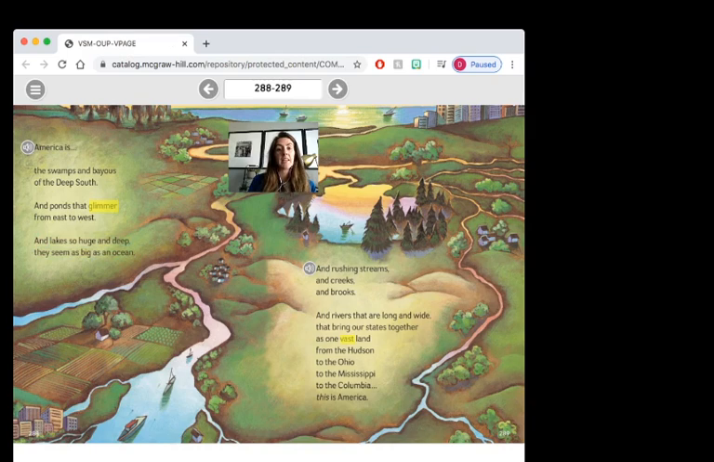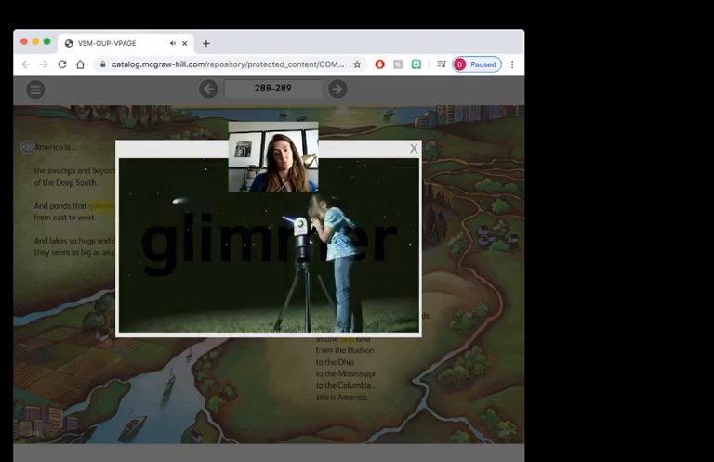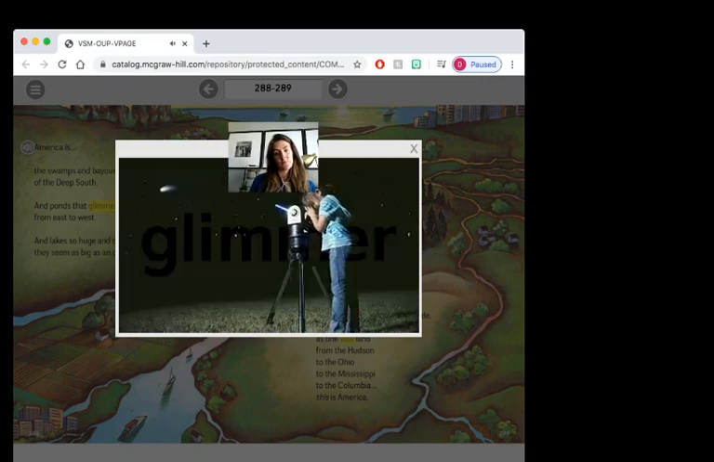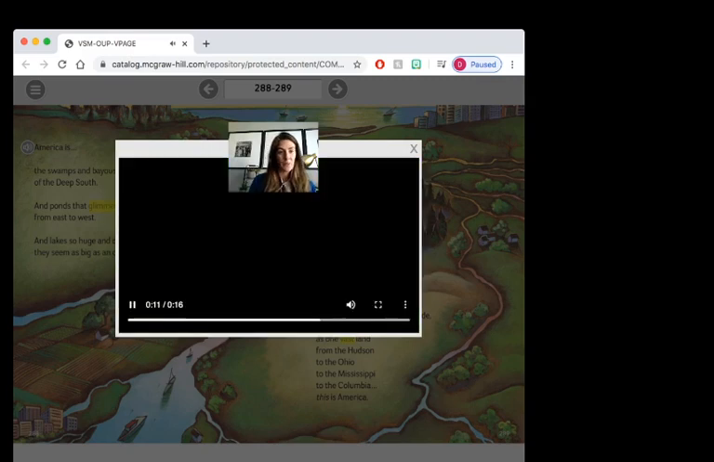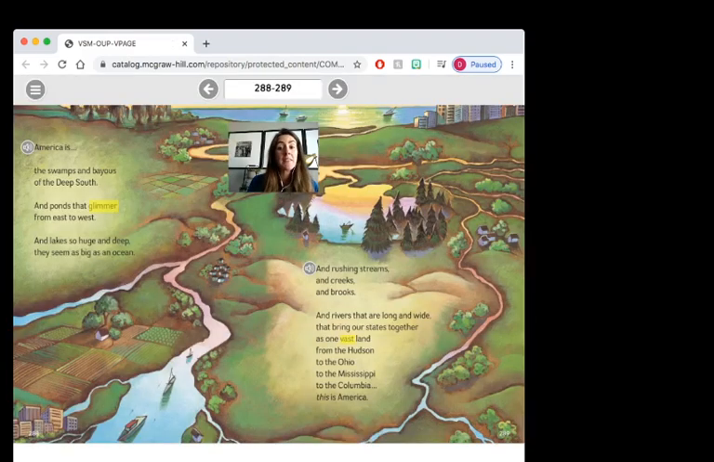Wow. Let's reread this here. And ponds that glimmer from east to west. Glimmer. Glimmer, to shine in a weak or faint way. The stars glimmer in the sky at night. I like the word glimmer. I think that's a nice word. So now I can visualize even better ponds that glimmer. Now think about it. Have you ever seen a pond or a little bit of water glimmering in the sunlight? I know I have. Nice.